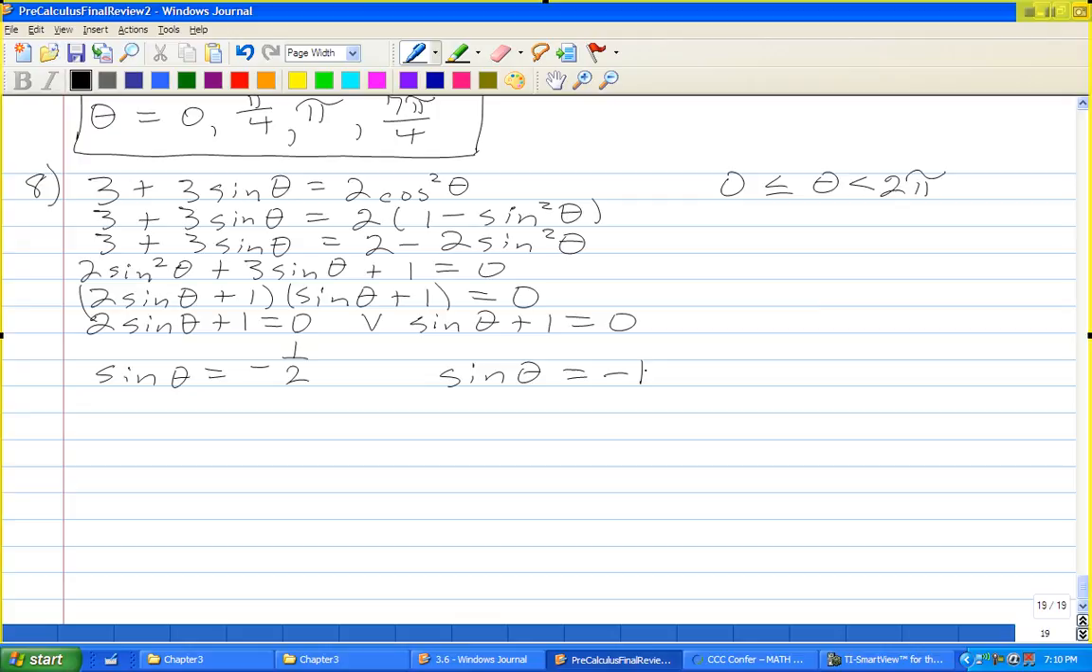Okay, so sine is negative 1 at 3 pi over 2.